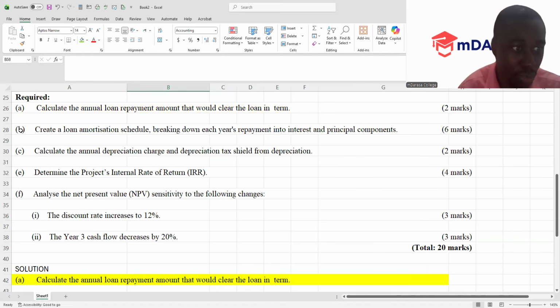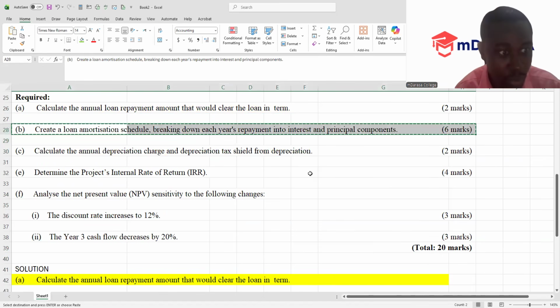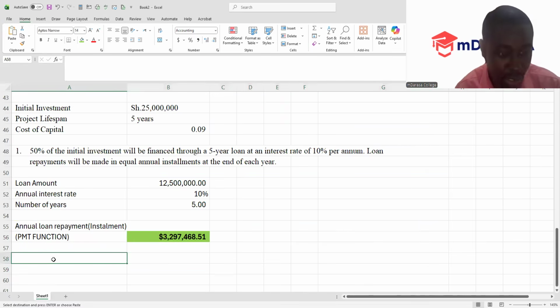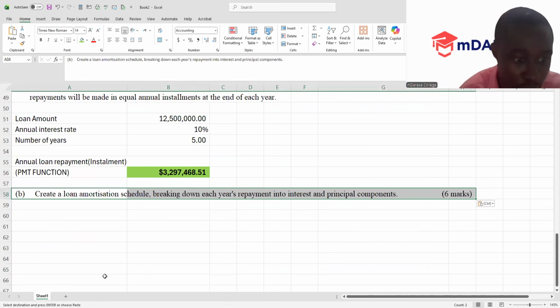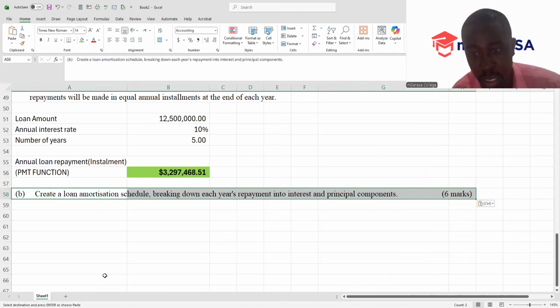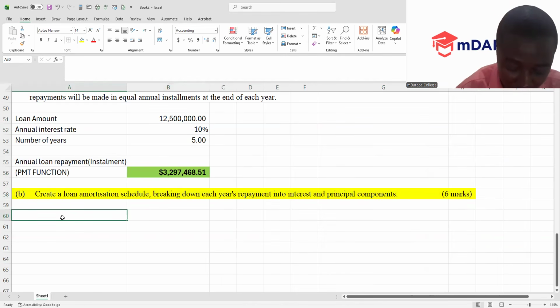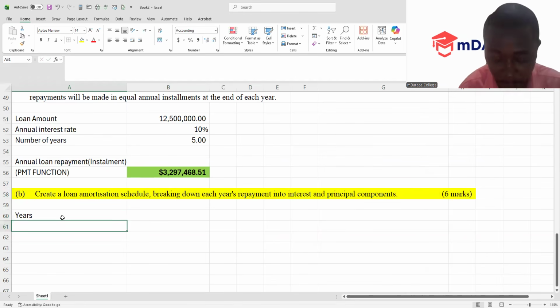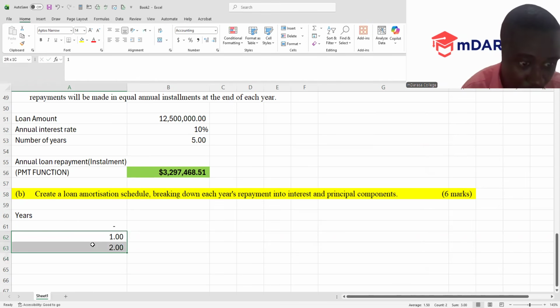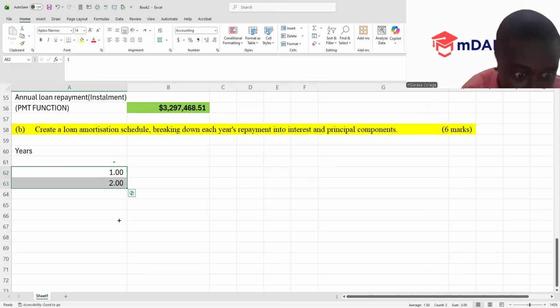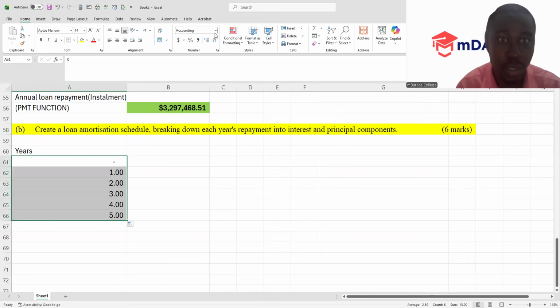Once you're through that, we go to the other part. The good examiner is asking us to create a loan amortization schedule, breaking down each year's repayment into interest and principal components. Again, that would be easy. In the loan amortization, of course, we have years. We start with year 0, year 1, year 2, all the way up to year 5 as per what you're given here.